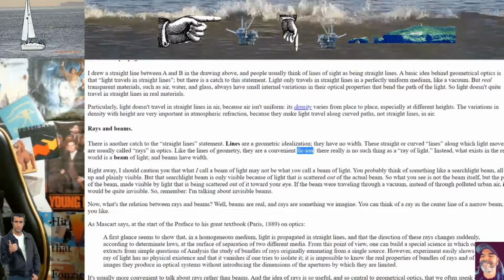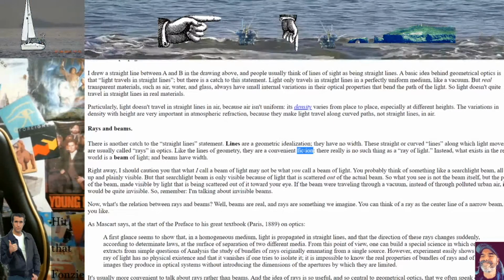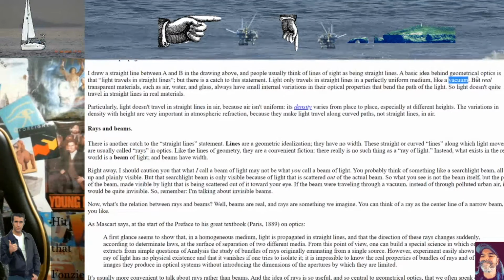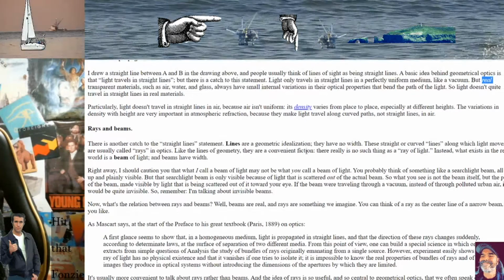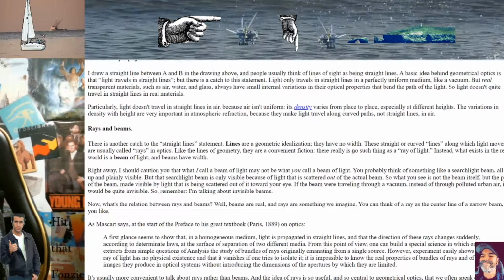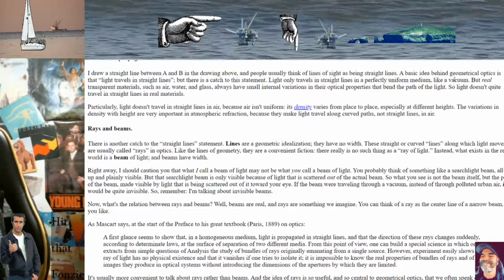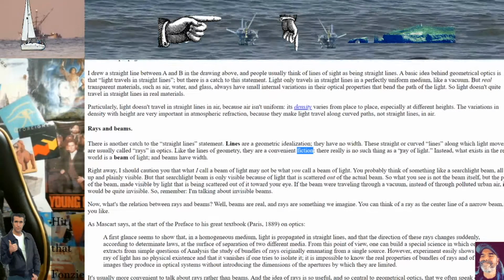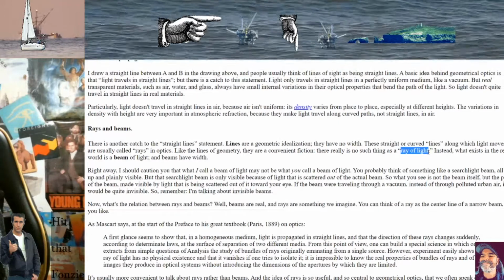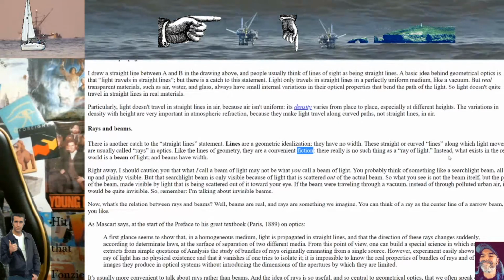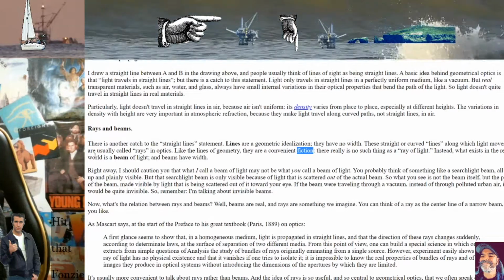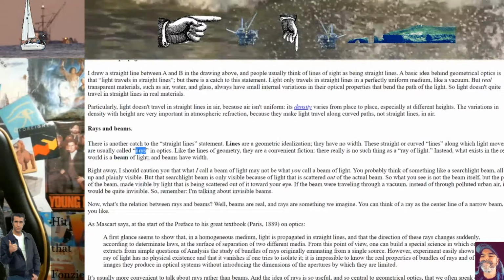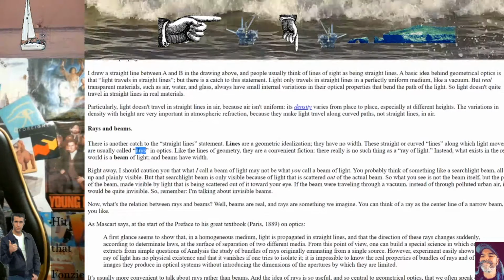Listen to what is being told you. Rays are fiction. Vacuum, not real. Fiction. There really is no such thing as a vacuum. Fiction. There really is no such thing as a ray of light. Instead, what exists in the real world is... changing the word ray to beam. That's all he's doing.